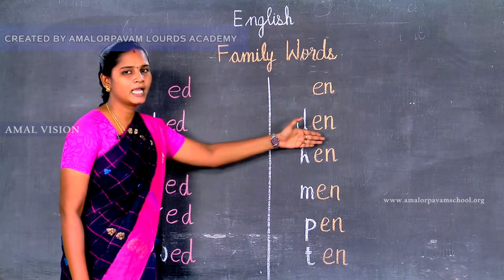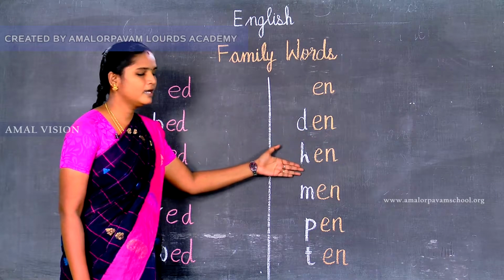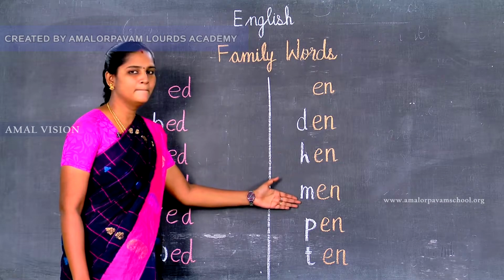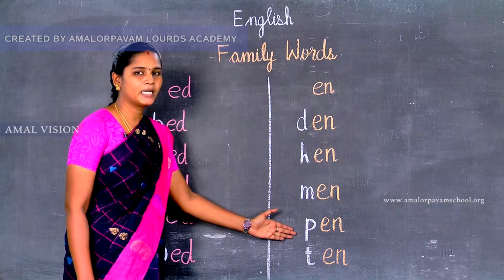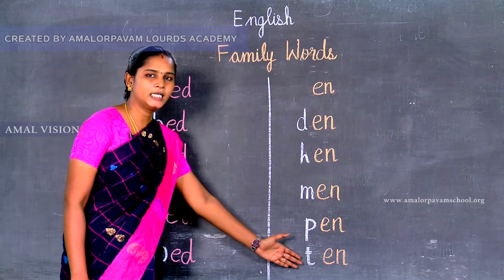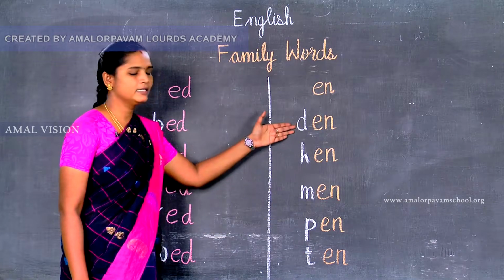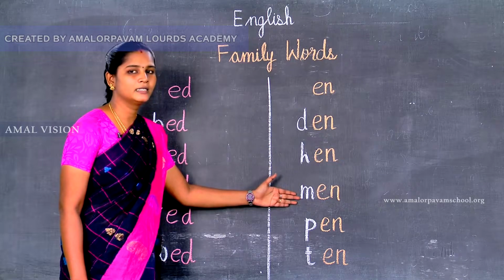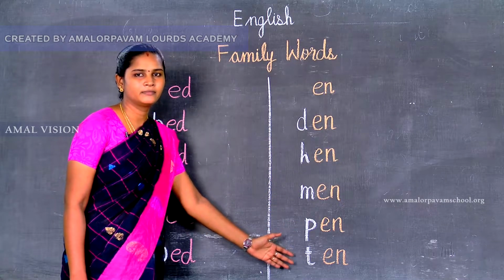D, n, den. H, n, hen. M, n, men. P, n, pen. T, n, ten. Den, hen, men, pen and ten.